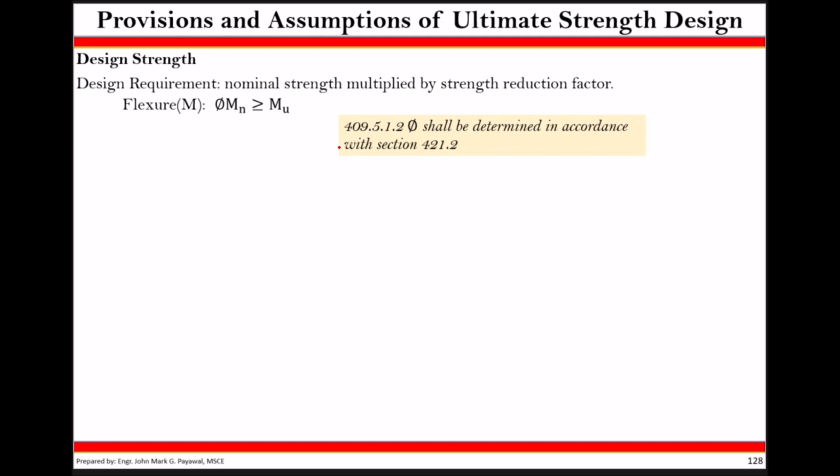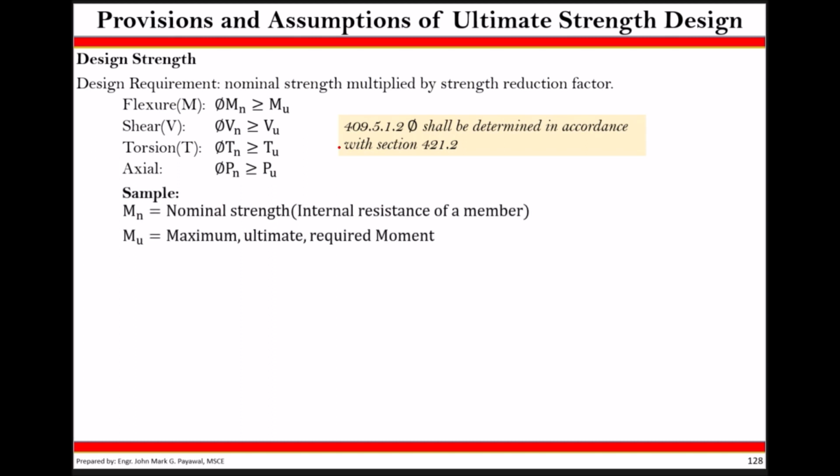Ano yung demand? Taken from the situation or the setting of your sections. Pwede rin siyang shear, which is phi V sub n should be greater than or at least equal to V sub u. Ito rin yung torsion, and then yung axial natin. Again, remember that this is taken from Section 409.5.1.2 of the latest code 2015.